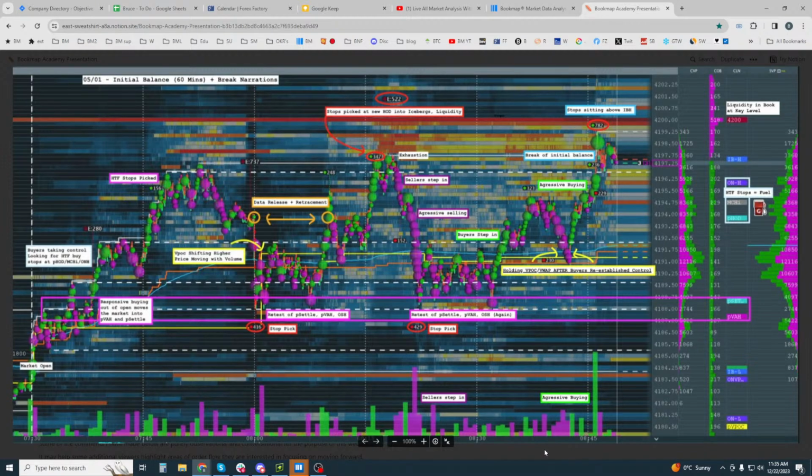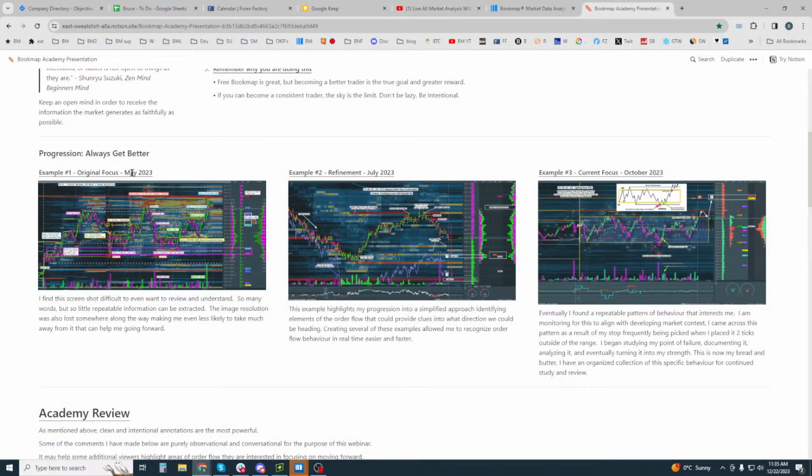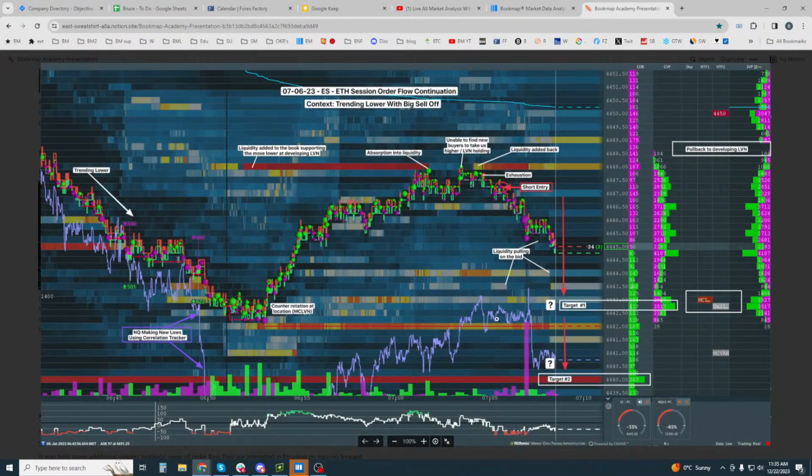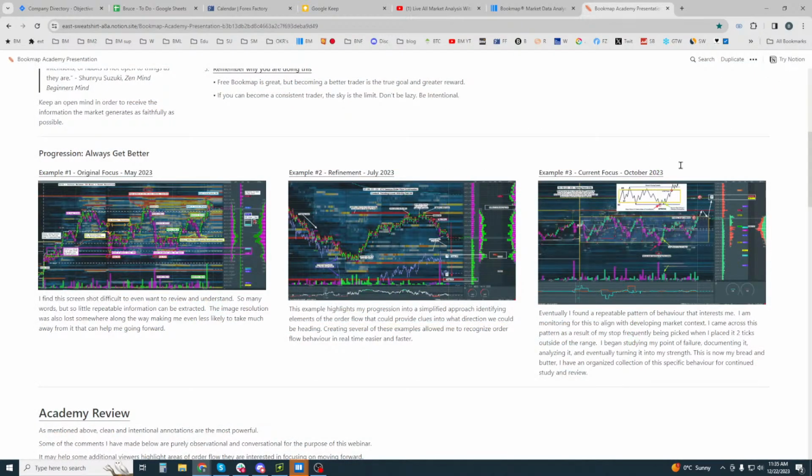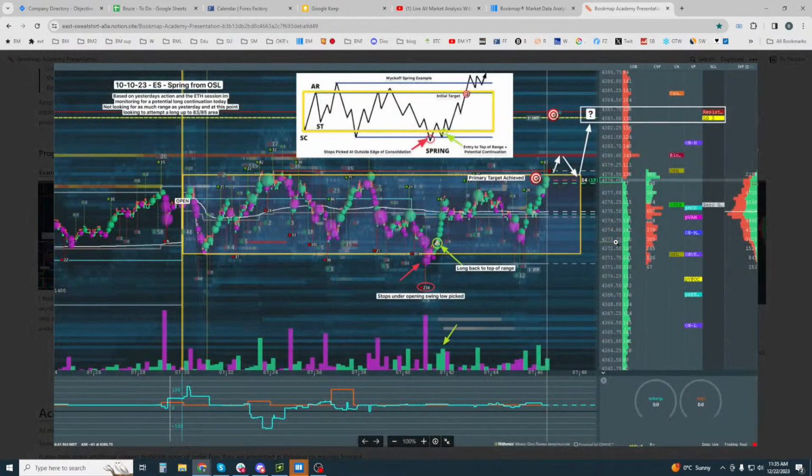Okay, so you start to mark up your charts, and this was back in May of 2023. Then a few months later, 3 months later, this is his chart now, and what he's marking up. He's filtered, he's refined, he's focused. He's looking at very specific things in here, starting to note what's going on. Okay, and then now he's taking it further. That was July, and then 3 months after that, here we go with October.